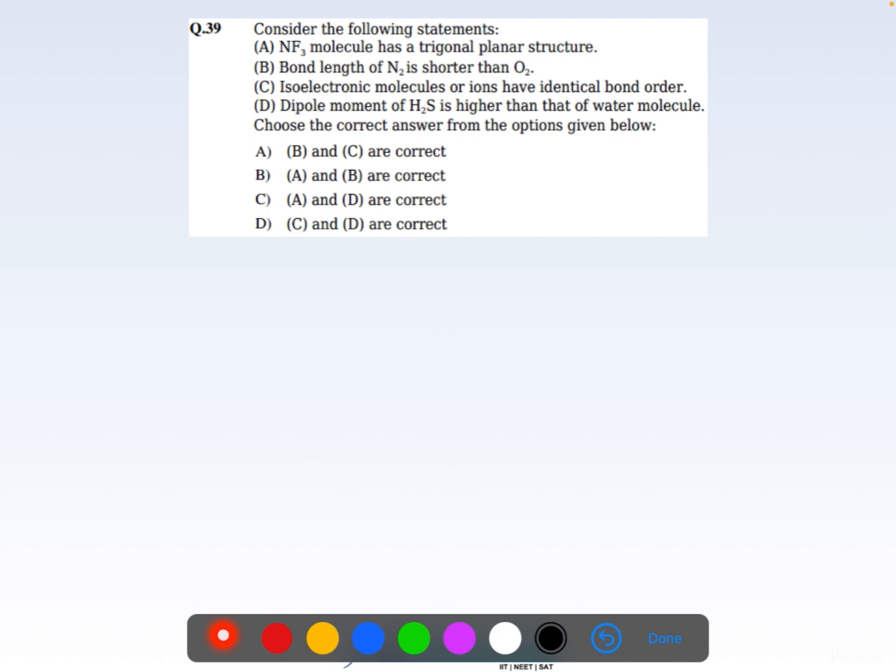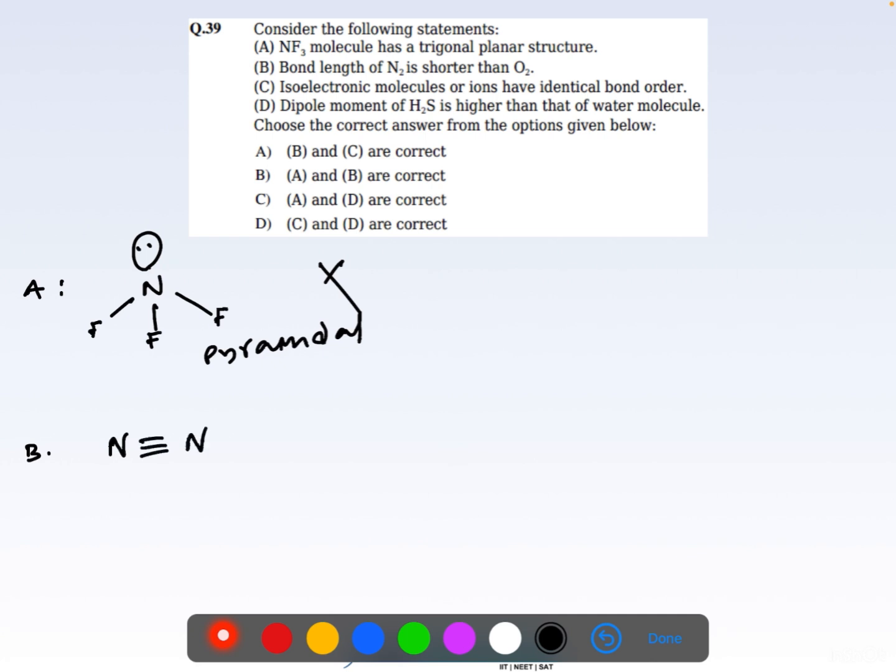Consider the following statements. So the first statement is NF3 has a trigonal planar structure. So out of 5 valence electrons of nitrogen, 3 will be bonds and 1 is a lone pair. So it has pyramidal structure. So the first statement is wrong. B. Bond length of N2 is shorter than O2. So in N2 the bond order is 3 and in O2 the bond order is 2. So as the bond order is more, the bond length will be lesser. So statement B is correct.